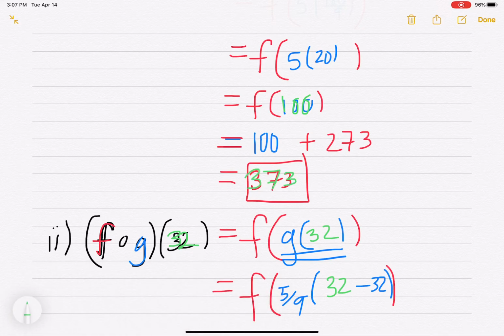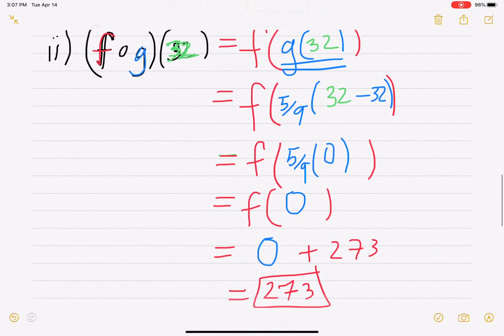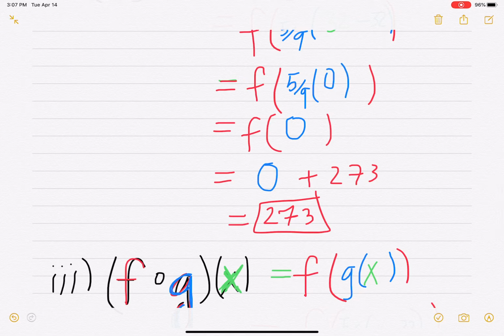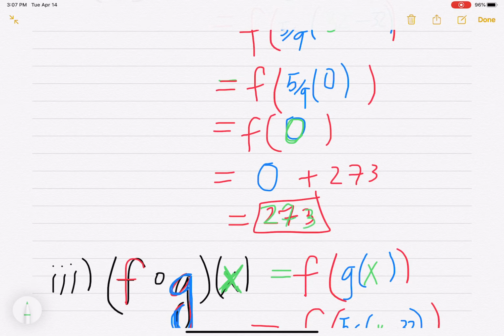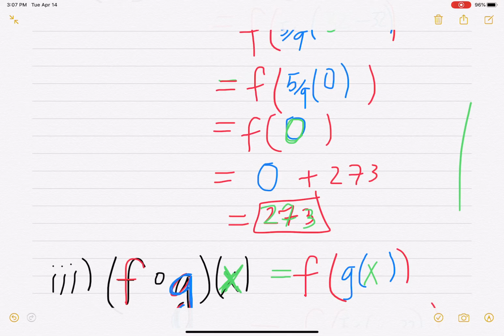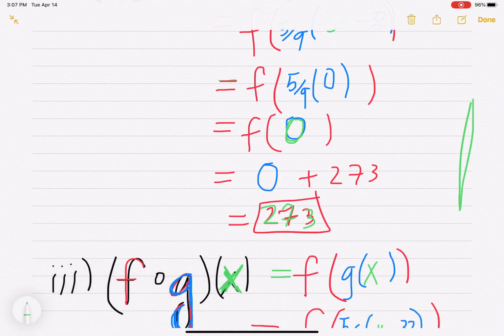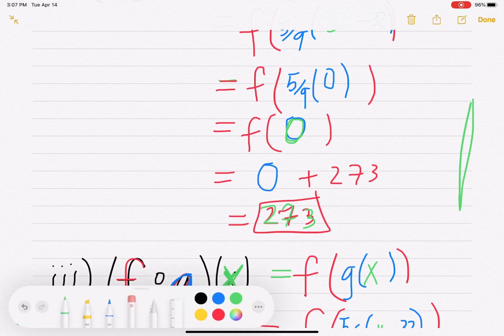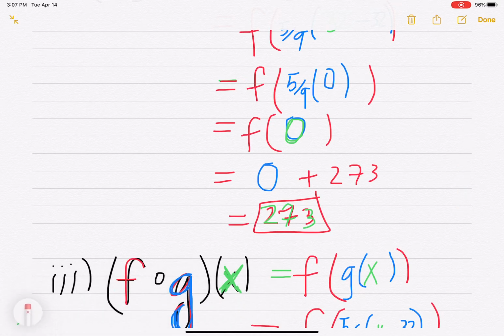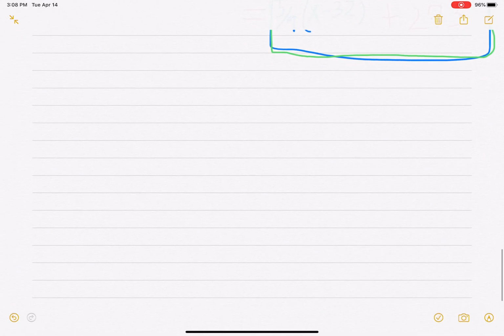In the second case, when we had 32, 32 got converted to 0. And then 0 got converted to 273. So it turns out that what's going on? Come on, it's not erasing. Erase, erase, please. Thank you. There it goes. This is scrolling now.